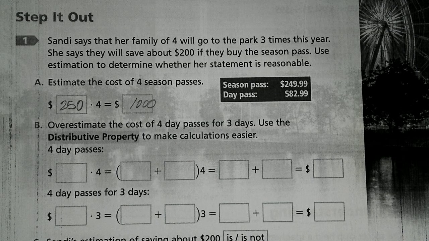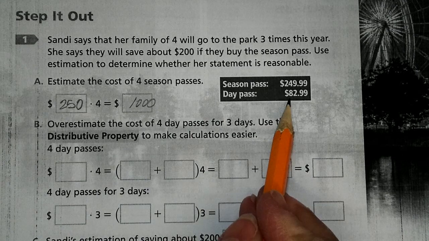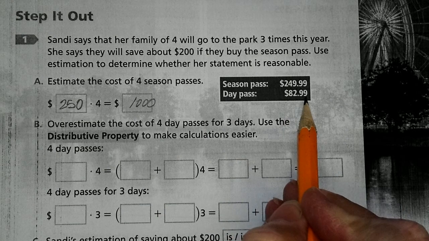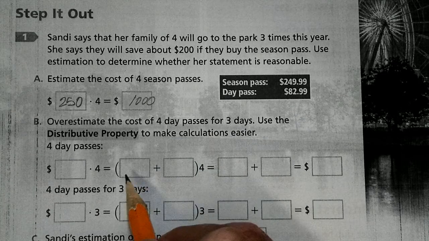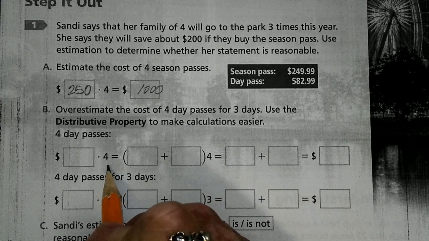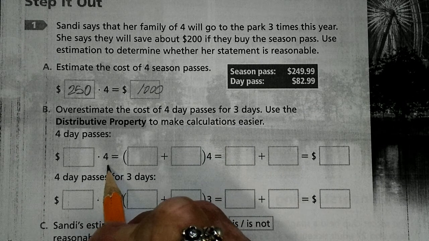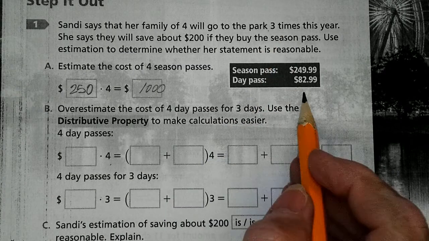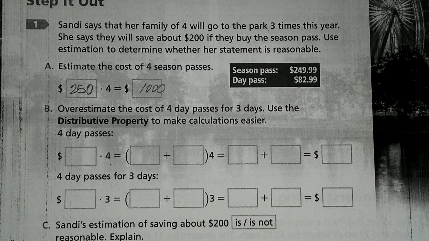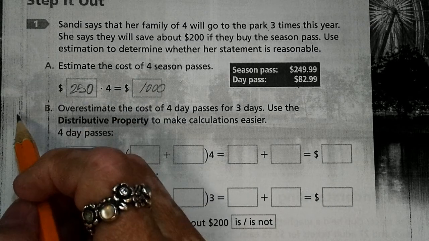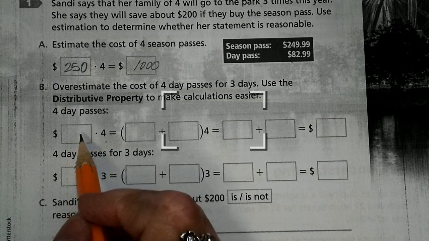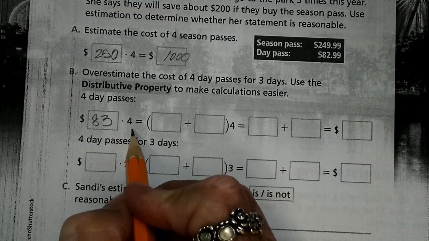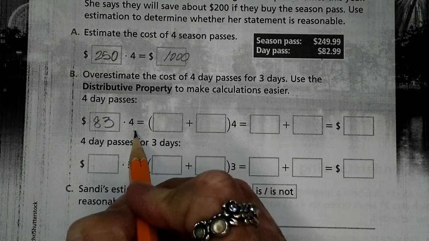Now we need to see, if a one-day pass is $82.99, she's going to need 4 of those, and then she's going to need to do it 3 times. So what can we round the day pass to? $83. Okay, so we'll round it to 83. We're going to need 4 of those.